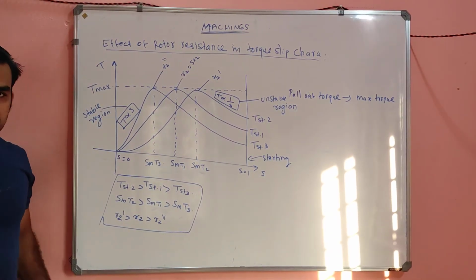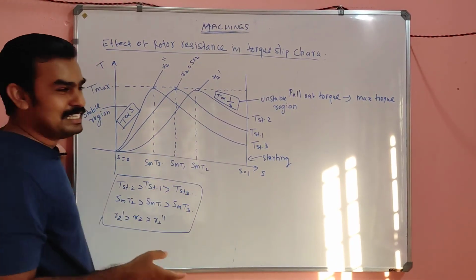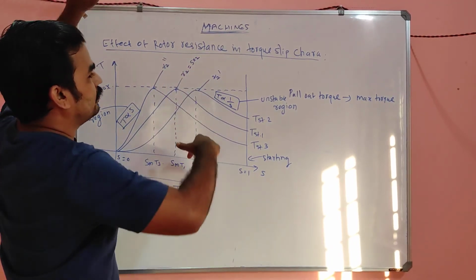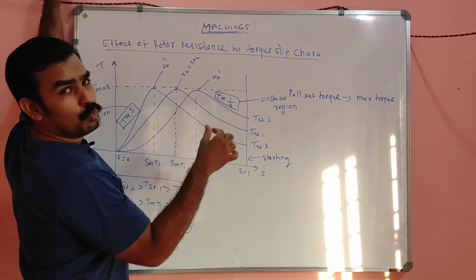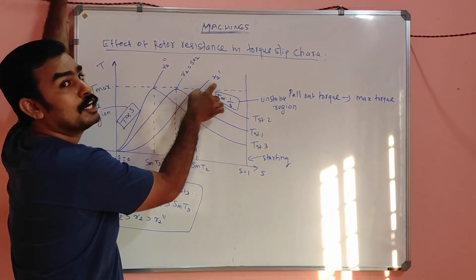Is it clear, my dears? Okay, come back to our point. Our point was not the stable and unstable region, correct? What is the effect of R2 on the torque? That is our aim. Next, I increased my resistor from R2 to R2 dash.